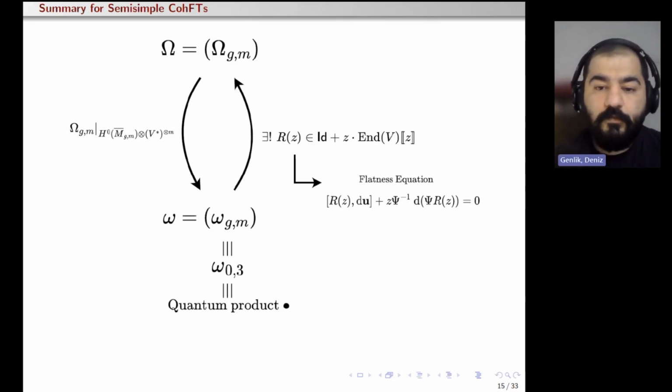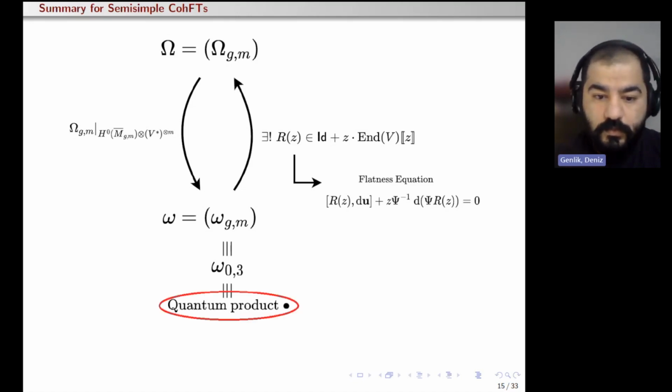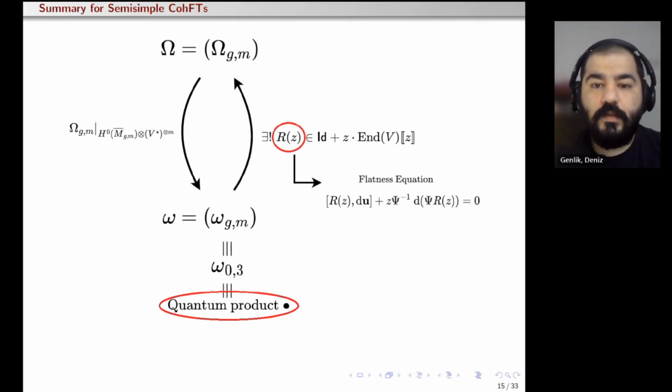So, if you want to prove something structural about your big omega, your main CohFT, then you need to first know your quantum product so you can know your topological part, and you need to know as much as you can about this R matrix so you can prove something meaningful about the main CohFT. Any questions so far?